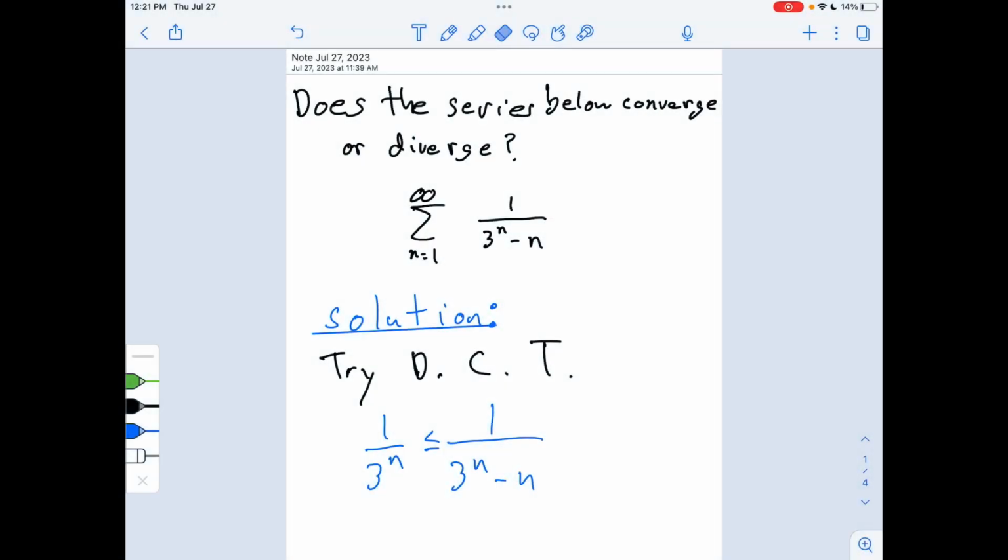Alright, so we have the following problem. Does the series below converge or diverge? And it is the series starting at n equals 1 to infinity, 1 over the quantity 3 to the n minus n.